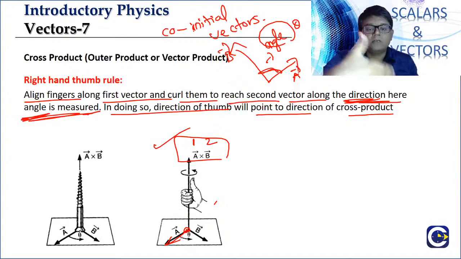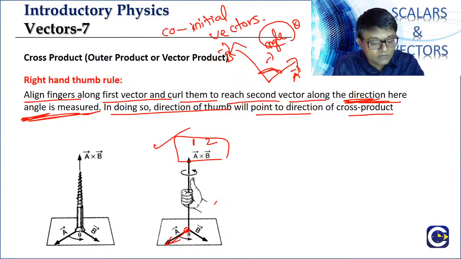Think about whatever the representation given on the board. Look at it. We have A bar. Look at the way they are curling in the shorter path, curling them to reach B bar. We have to curl our fingers to reach the second vector. While doing it, what is the direction of the thumb? The thumb is pointing upwards.